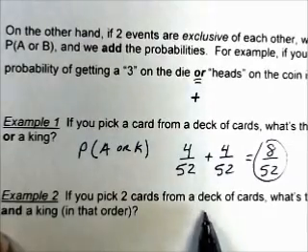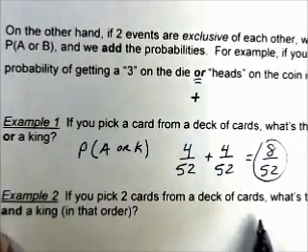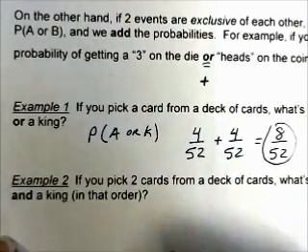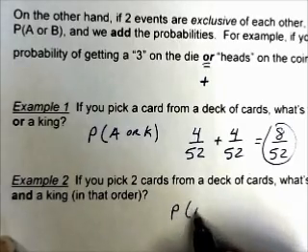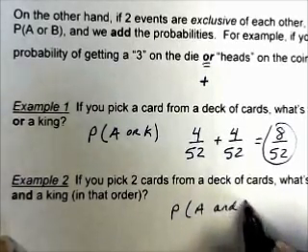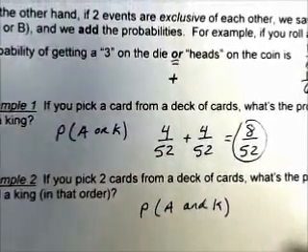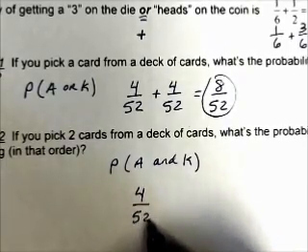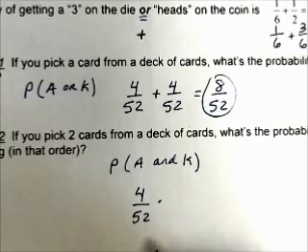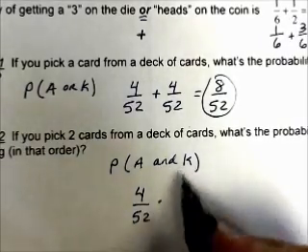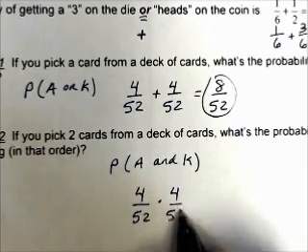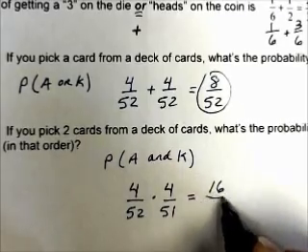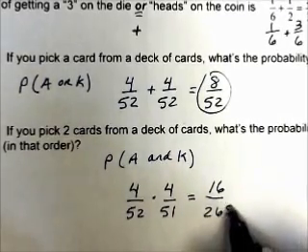If you pick 2 cards from a deck, what is the probability you'll choose an ace and a king? All right, in that order. So we have the probability of an ace and a king. The probability of choosing an ace is 4 out of 52, times the probability of getting a king. Well, there are still 4 kings in the deck, but now there are 51 cards left. Multiplying this, we get 16 over 2,652.